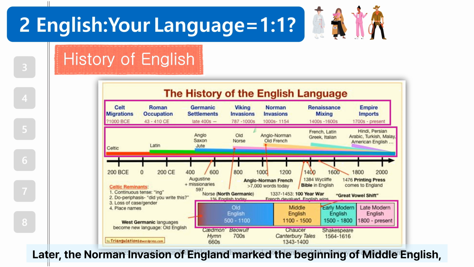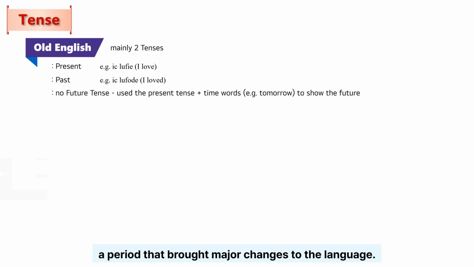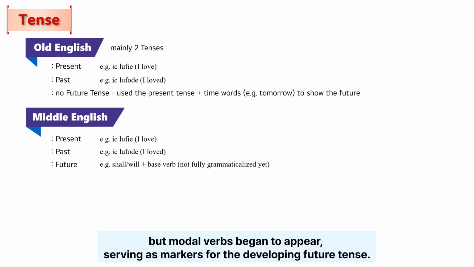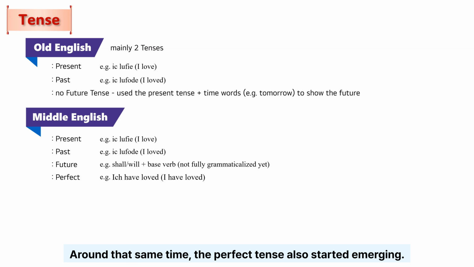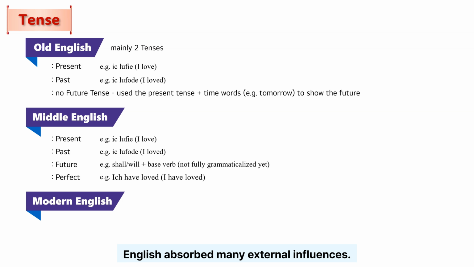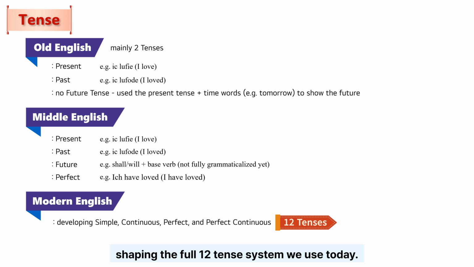Later, the Norman invasion of England marked the beginning of Middle English, a period that brought major changes to the language. Focusing on tense, the present and past forms remained, but modal verbs began to appear, serving as markers for the developing future tense. Around that same time, the perfect tense also started emerging. Over the following centuries, through wars, migrations, and language contact, English absorbed many external influences. This led to the development of simple, progressive, perfect, and perfect progressive forms, shaping the full 12-tense system we use today.